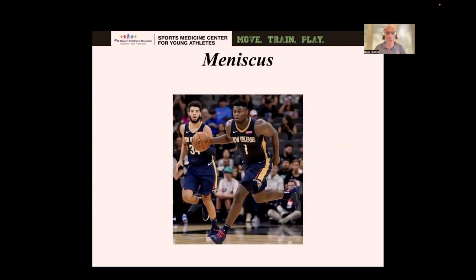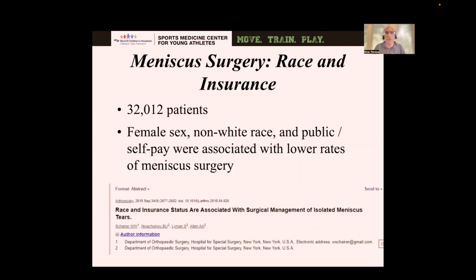The next factor we're going to look at is meniscus injury. So very similar to ACL, you see many of the similar trends in terms of meniscus surgery. When we look at race and insurance status, this is a kind of a review of 32,000 patients. Female sex, non-white race, and public or self-pay patients were associated with lower rates of meniscus surgery. They just weren't getting surgery for isolated meniscus tears.